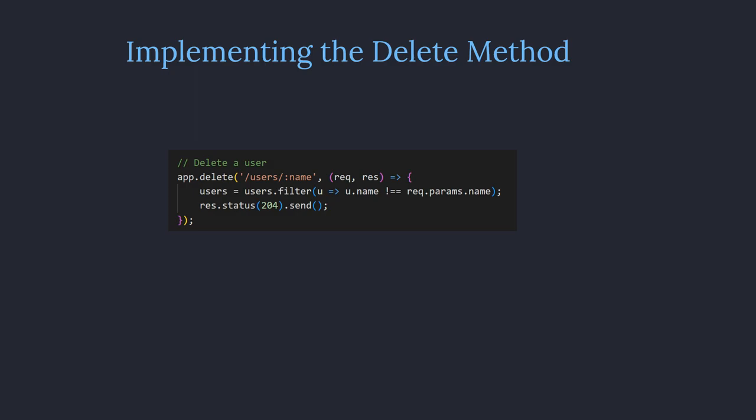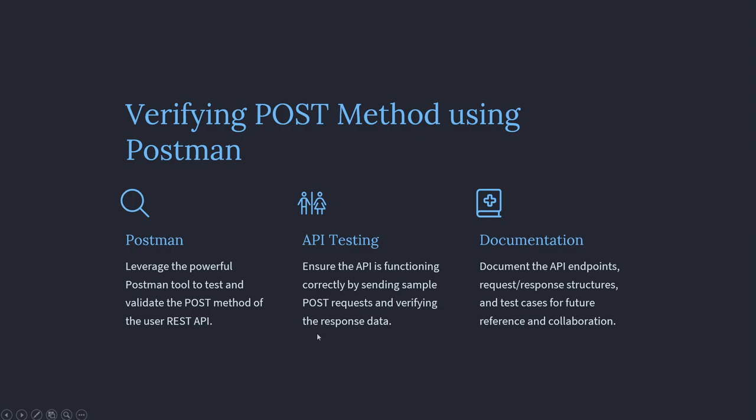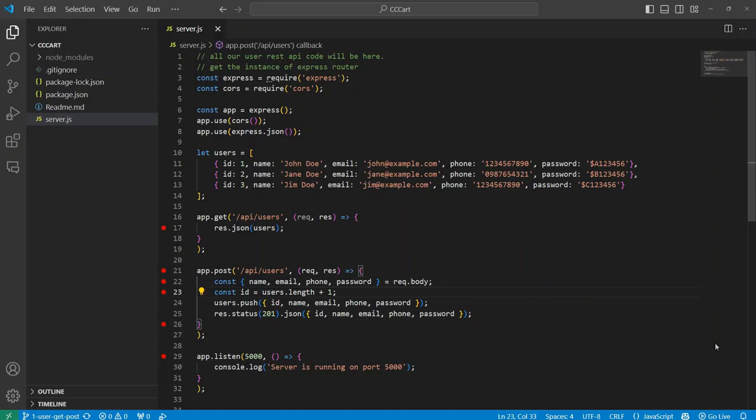In the delete, what exactly we are going to do is take the users array and remove the user matching that name, and update our users array. Okay, and we are going to verify all these APIs with Postman, to see how they behave. Let's go back to our Visual Studio Code.